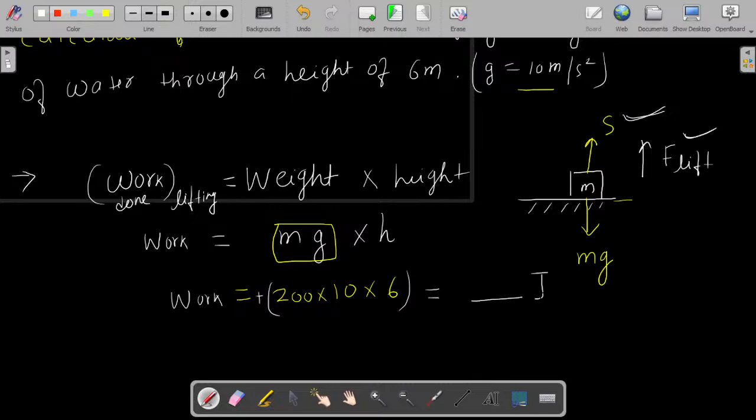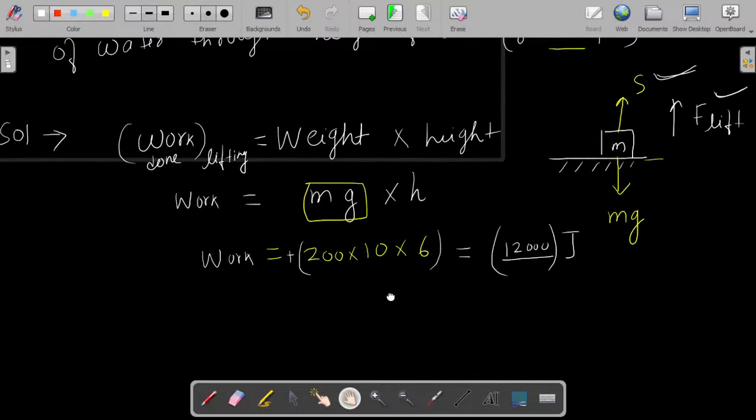The unit of work is joule. You multiply it. Yes, it's 12,000 joule. 6 times 2 is 12, then 3 zeros: 0, 0, 0. This is the answer. In the same question, write one more. This is part A.